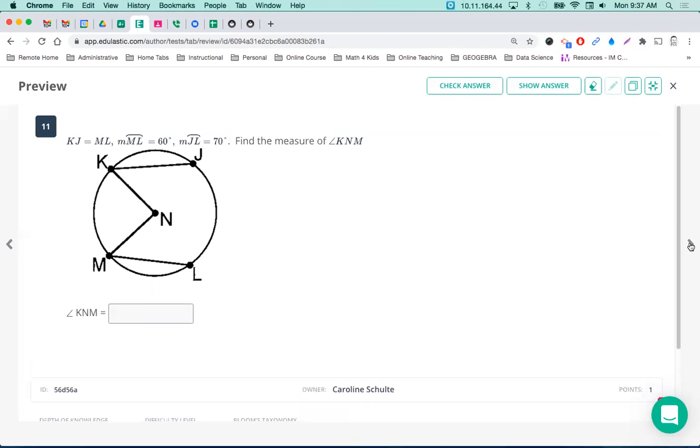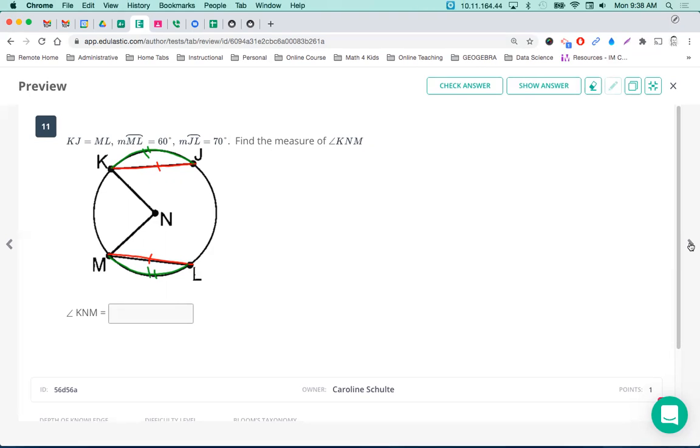All right, I like this problem. So there's a property that we need to know when we're doing number 11. And they tell us that KJ equals ML. So these chords are equivalent in length. And the property we know about with this is when the chords are equal, the arcs that are made from those endpoints are also equal in measure, length and degree.